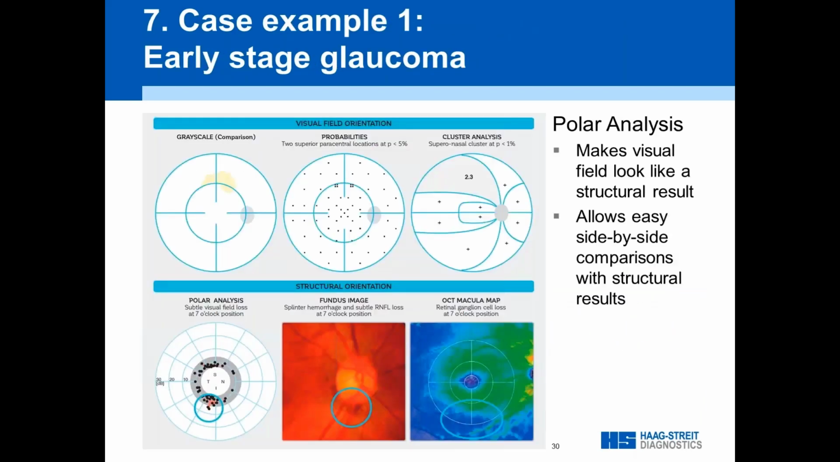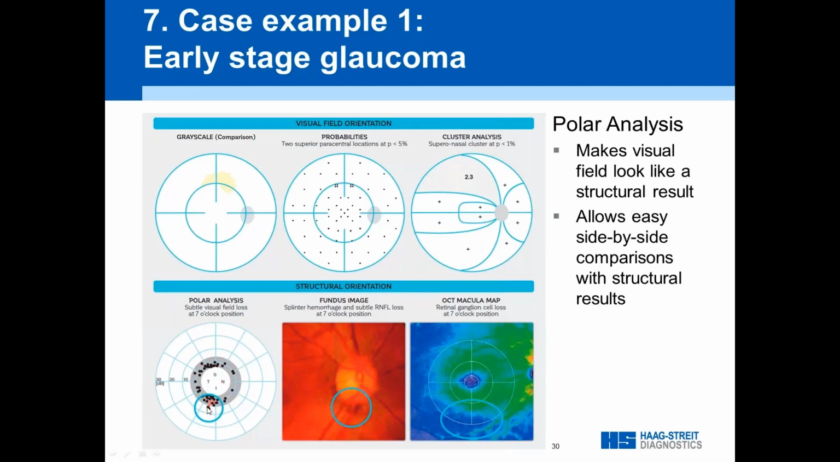Let me just go back to the initial case I showed you before. Right, so here's the grayscale of comparisons, here's the probabilities. Something very subtle here, but maybe it's just random. The cluster analysis confirms the superior arcuate defect. And now look at the polar analysis. The polar analysis shows that the corresponding structural location shows exactly that type of defect, whereas the whole rest of the field looks very normal.